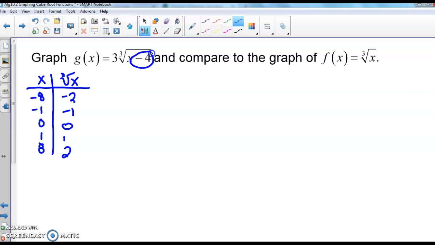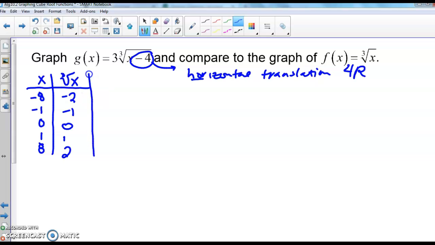The -4 means that you have a horizontal translation by 4. Since it's horizontal, you go in the opposite direction, so it's going to be 4 to the right. So that means, since we're going to the right, I have to add 4 to the original x values. So let's do that. We're going to add 4 to the original x. So x, then plus 4.